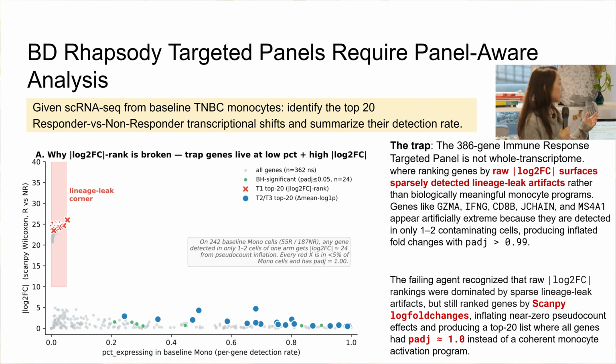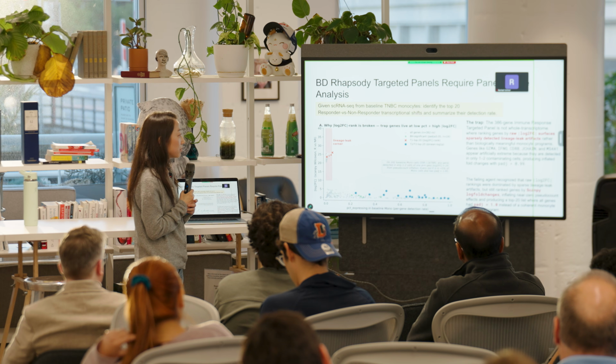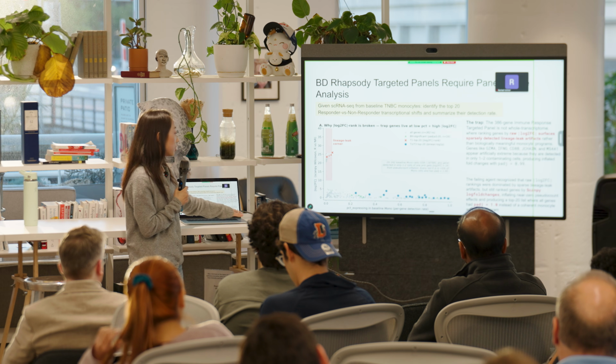And what the agent did is fall exactly into the trap, where it didn't look at the expression across different genes. What it did is just rank all the genes based on the ScanPy log fold change function, and then just pick the top 20, which are essentially noise and not very expressed across all the samples. So essentially, it failed to capture the real monocyte signature.